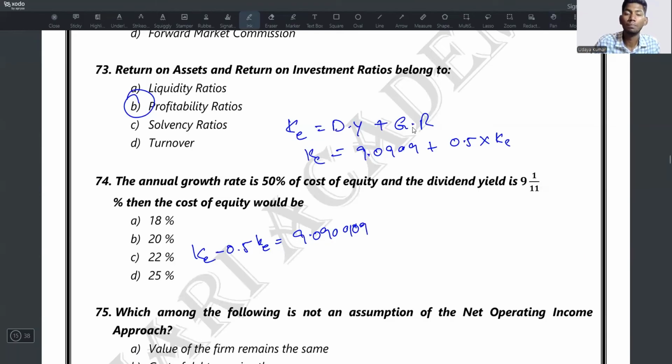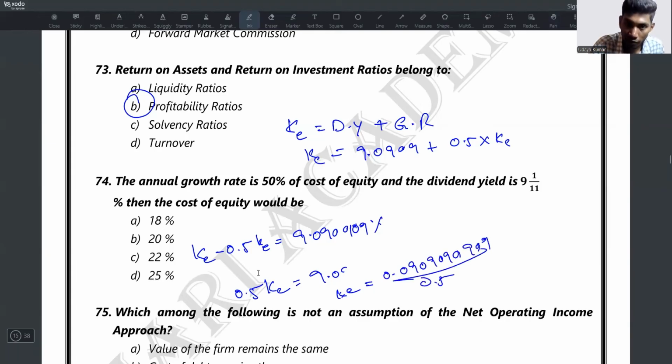Okay, so KE 1 KE minus 0.5 KE, that is ultimately 0.5 KE is equal to 9.090909. So K is equal to 9.0, which is nothing but percentage. This is given in percentage. You just convert this into decimals. Then ultimately you will get K is equal to 0.09090909. It keeps going.